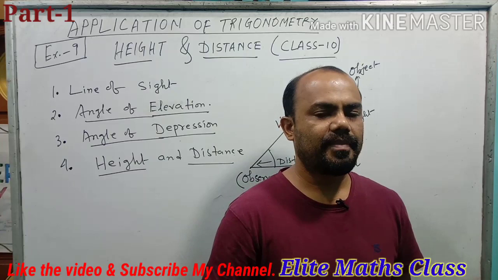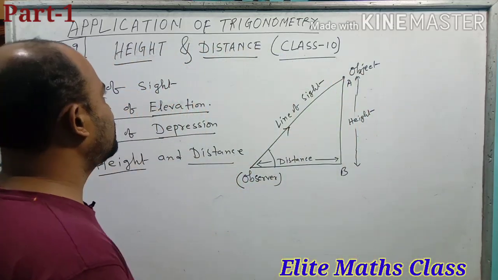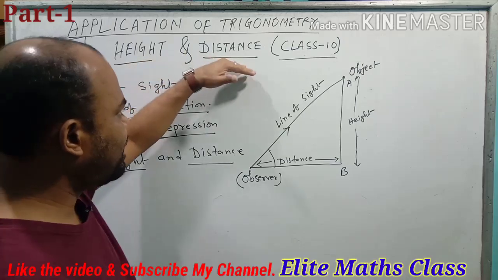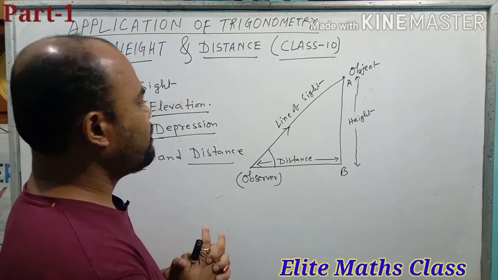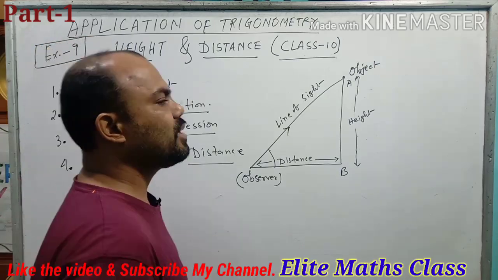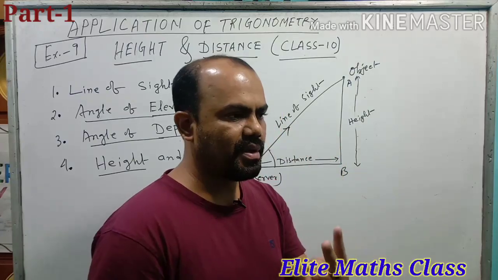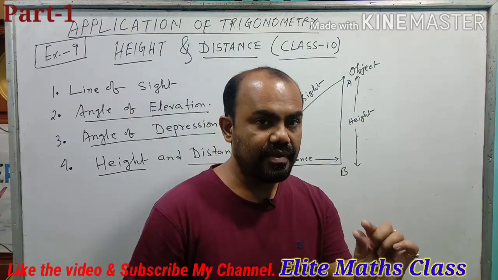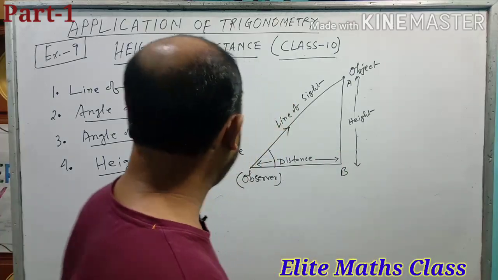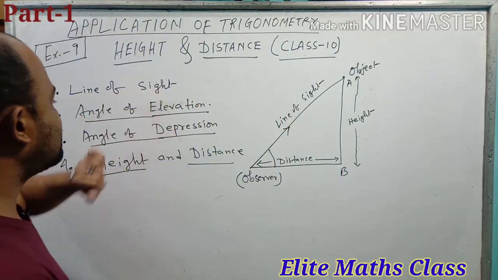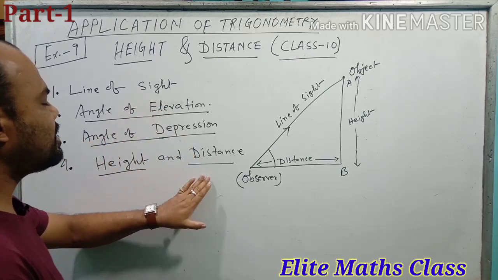Let's start with application of trigonometry. The chapter name is height and distance. Now to study height and distance, what new things are we going to face? Here are two important things: one is angle of elevation and one is angle of depression, and another thing is line of sight. Angle of elevation, angle of depression, height and distance.